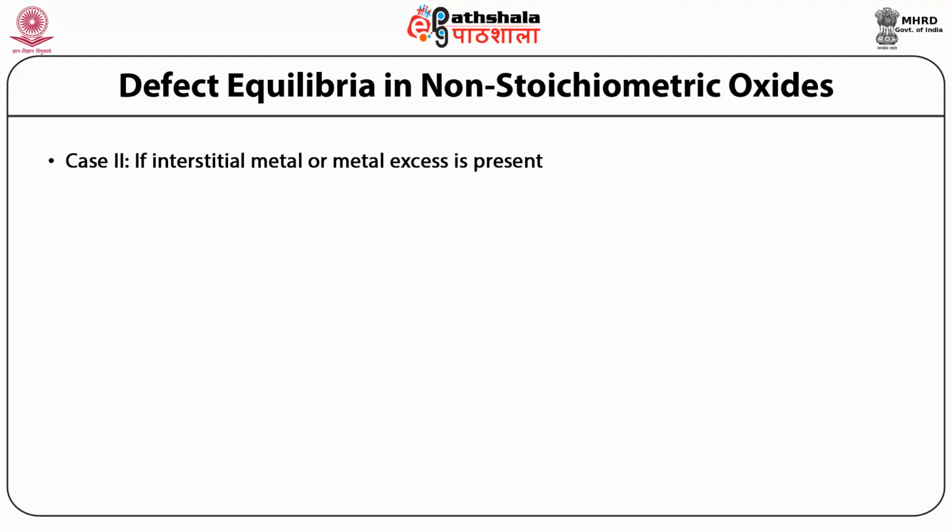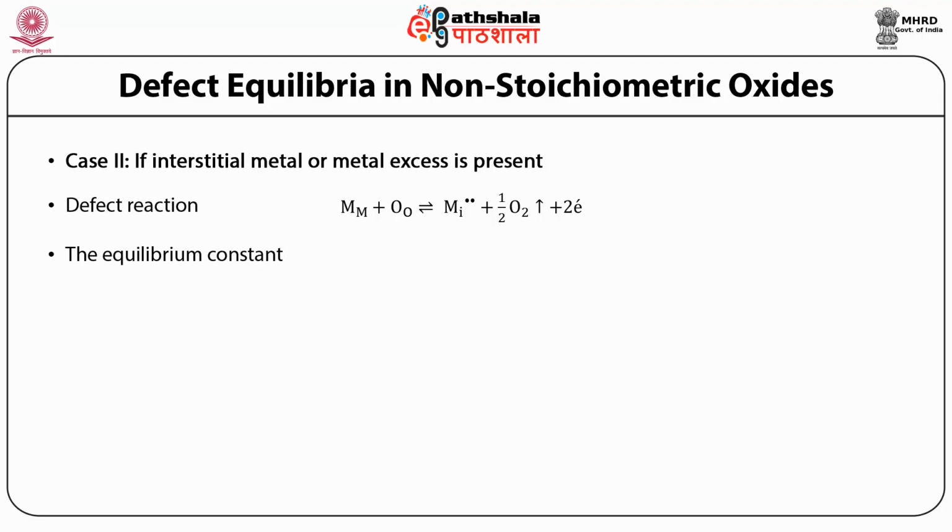Now comes case 2, that is, if interstitial metal or metal excess is present. Here, the defect reaction will be MM plus OO gives Mi double dot plus 1 by 2 O2 plus 2 electrons. So the equilibrium constant can be written as K is equal to concentration of Mi double dot, PO2 to the power 1 by 2 and Ne squared, divided by concentration of MM and OO.